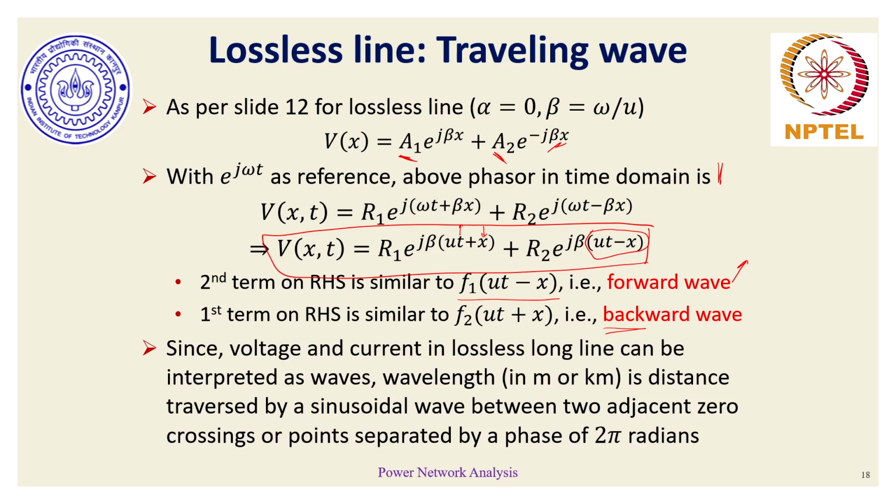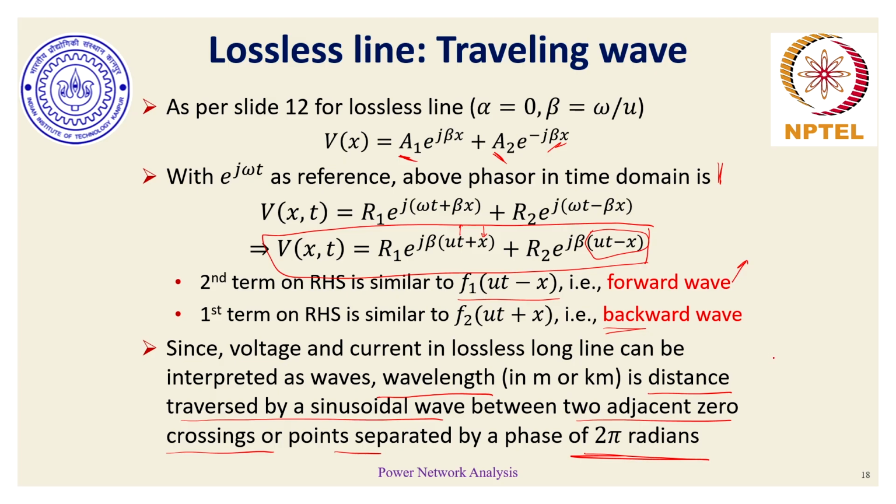Since voltage and current in a lossless line can be interpreted as waves, and if a wave can exist, definitely a notion of wavelength can come in, a notion of velocity can come in, etc. From a layman's perspective, wavelength is nothing but the distance traversed by a sine wave between two adjacent zero crossings, or points which are separated by a phase difference of 2 pi radians.